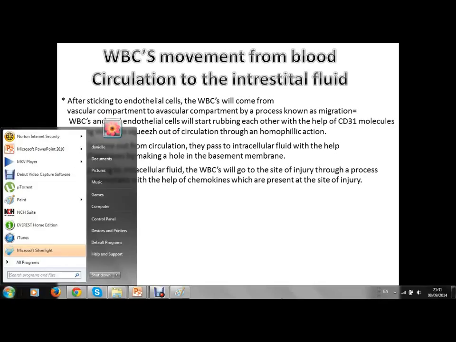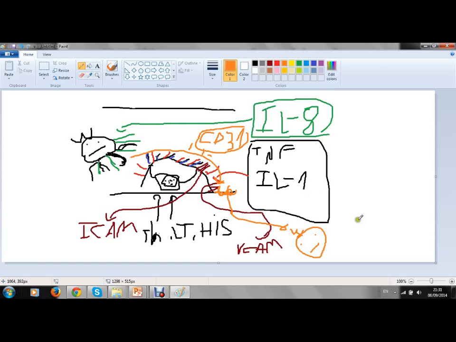So basically, what does it mean? It means that if, for example, the site of injury is here, and in here there's a nasty bacteria, okay? This is a nasty bacteria. This is the site of injury. At the site of injury, there are special molecules, and this is important, they are called chemokines. And they are responsible for the process of chemotaxis.